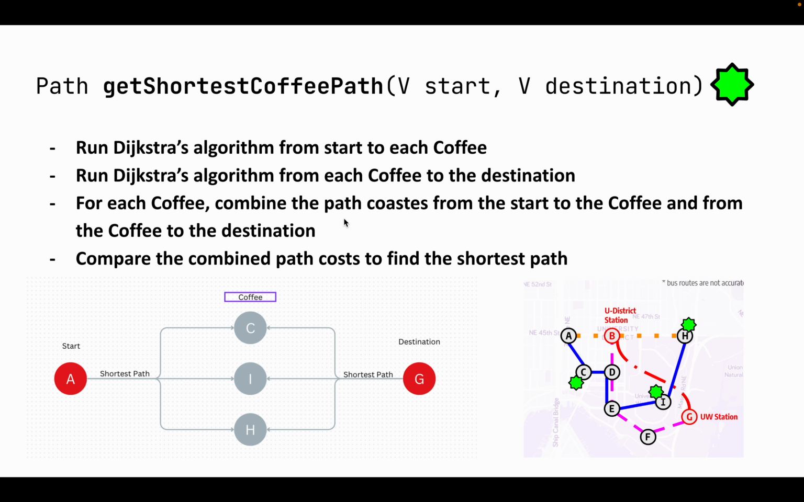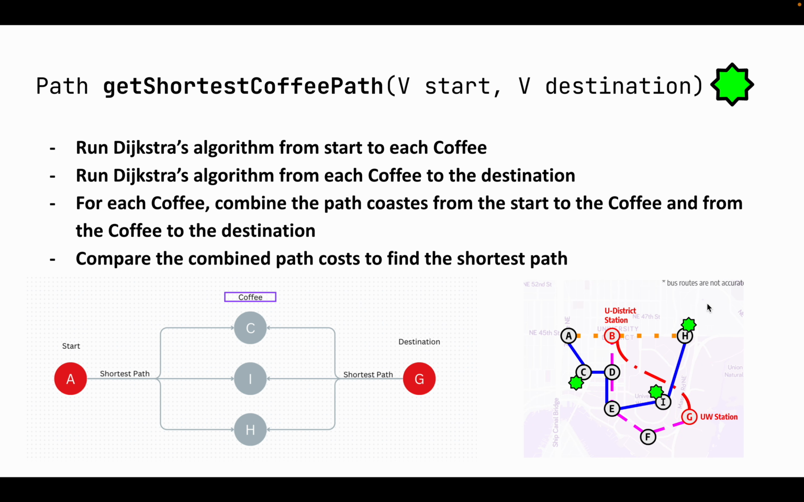So the last method is get score test coffee path, which, given a start and destination, you need to find the shortest path from start to destination, and the path goes through at least 1 coffee shop. So I'm thinking to divide this problem into 2. The first one is to find the shortest path from the start to each of the coffee stores, and then do the same thing, find the shortest path from the destination to each of the coffee stores, and then we just recombine them to find the minimum cost on the path of the combined road.